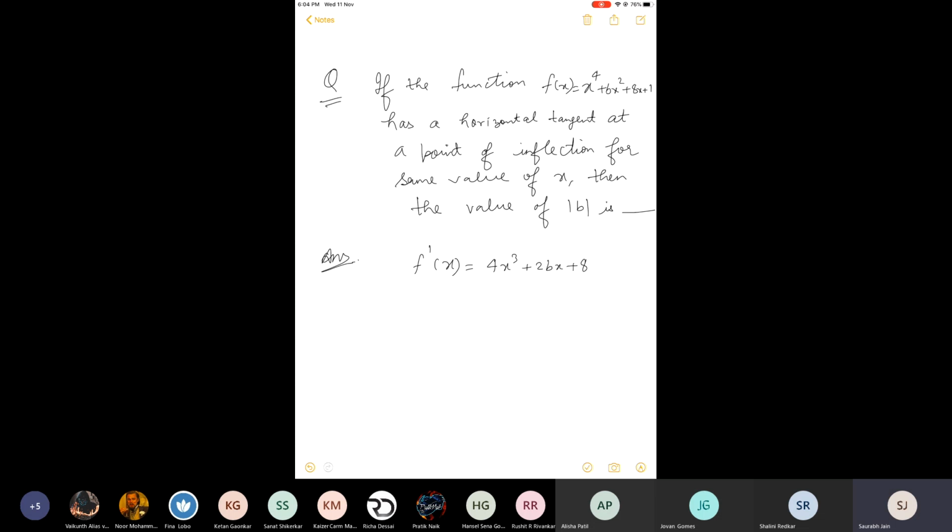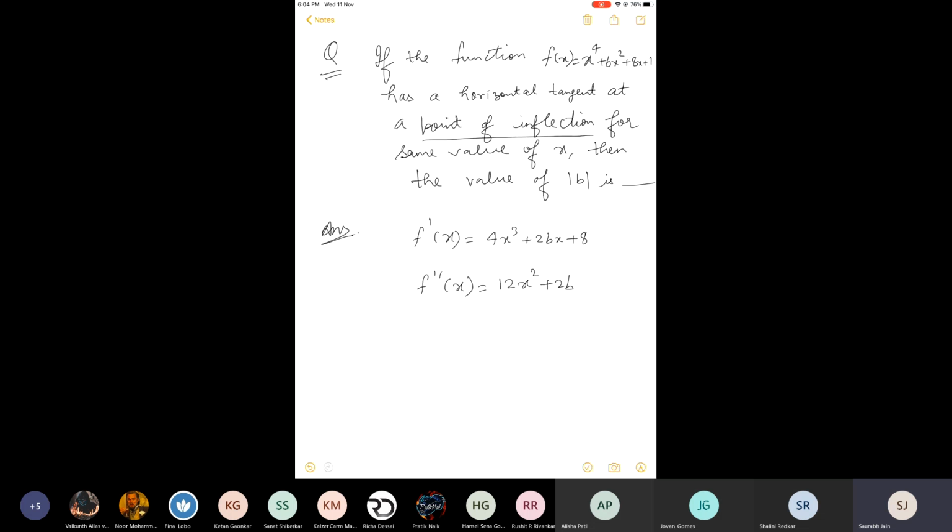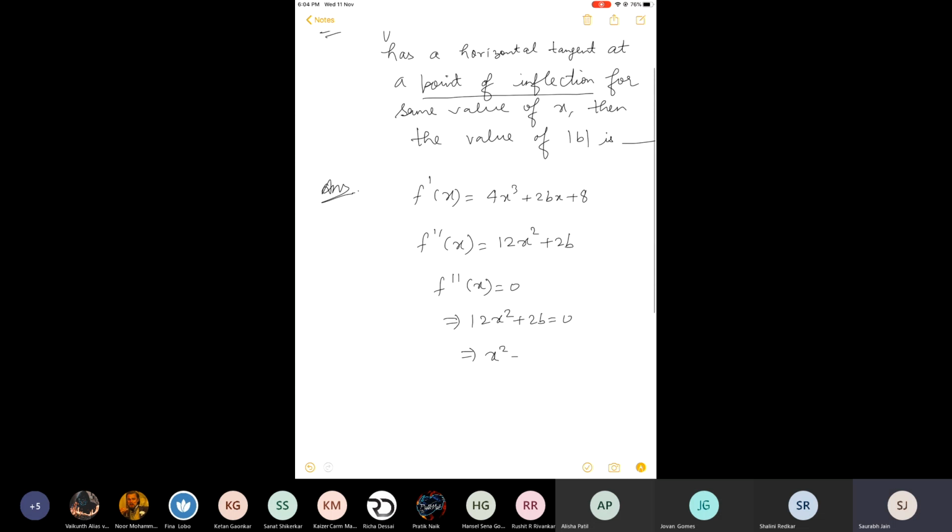Also, we need to find point of inflection, and it is occurring at the same value of x. So point of inflection can be calculated by second derivative test as well. So if we differentiate it for the second time, we will get 12x square plus 2b. And now if you remember, in case of second derivative test, the second derivative should be 0. And for that value of x, third derivative should not be 0. So first of all, let us put f double dash x equals 0. This means 12x square plus 2b equals 0, which means x square is minus 2b upon 12. This implies x square is minus b by 6.